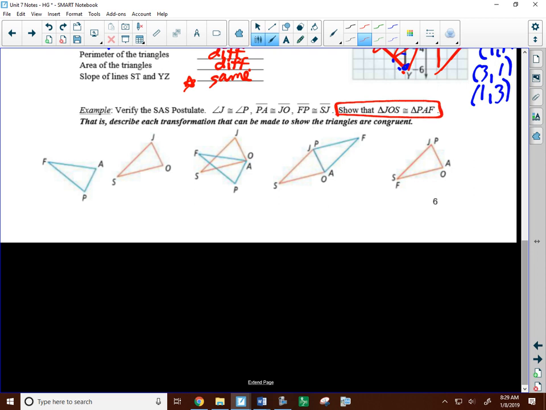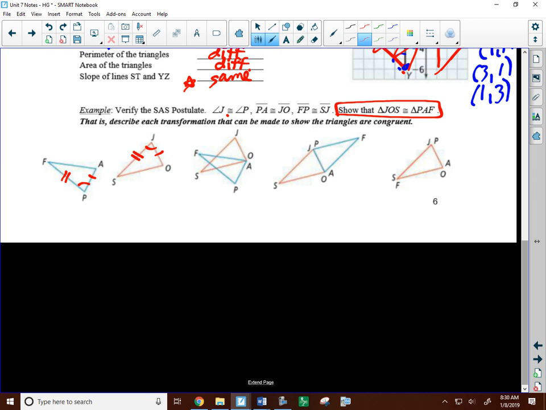Here's what I know. I know J and P here are congruent. I know PA is congruent to JO, and I know FP and SJ. So right now, we know from our past that two triangles with two sides and an included angle will be congruent by SAS. What we're going to do, though, is verify that with transformations.